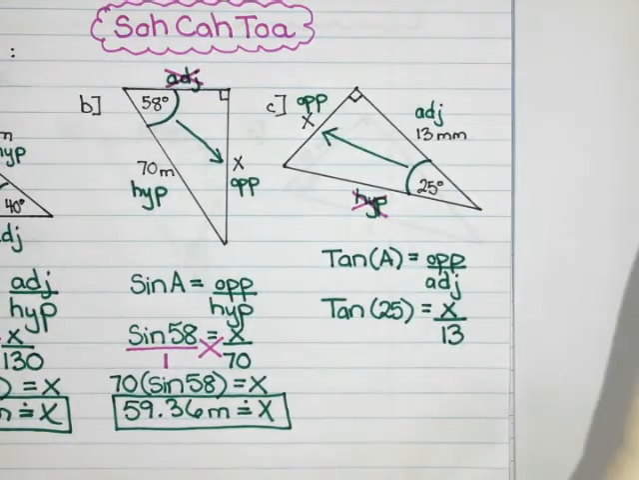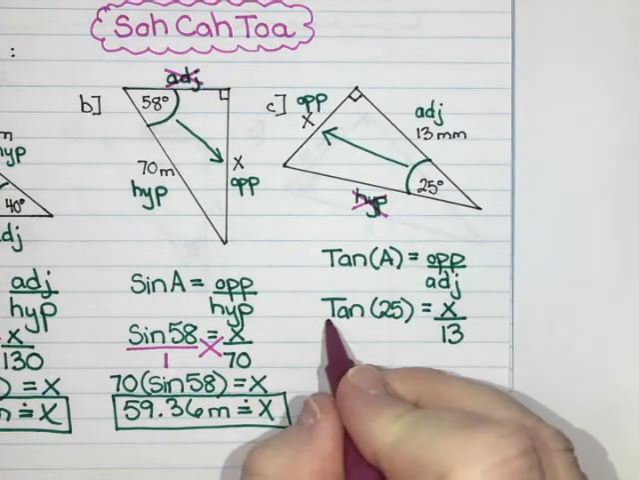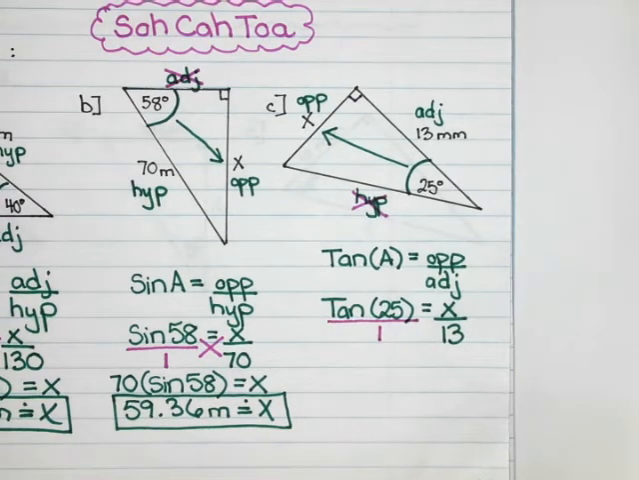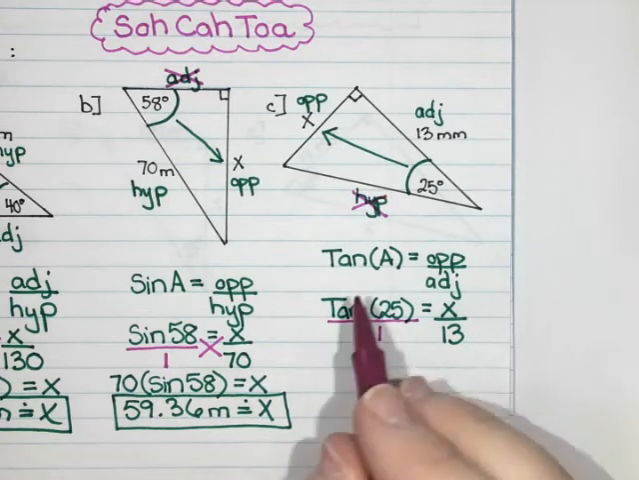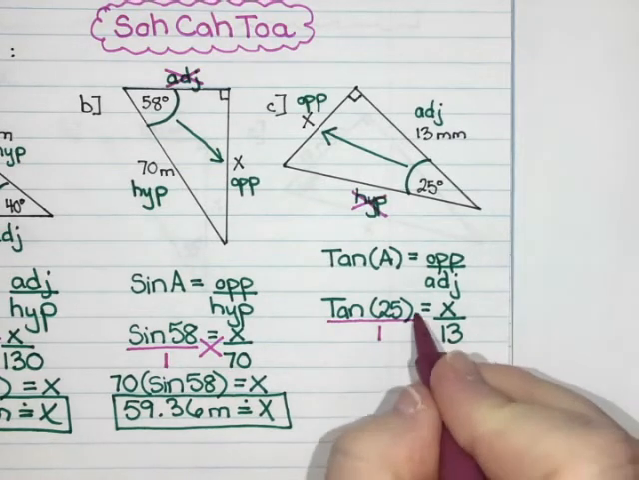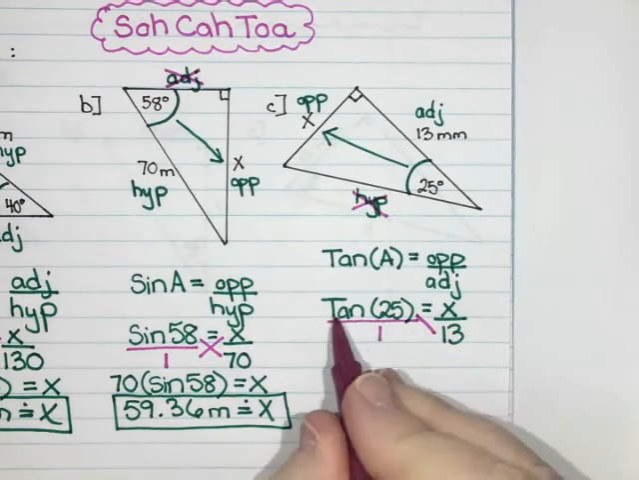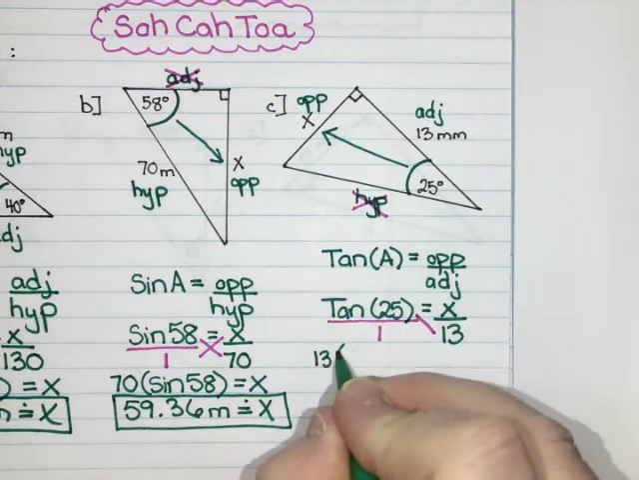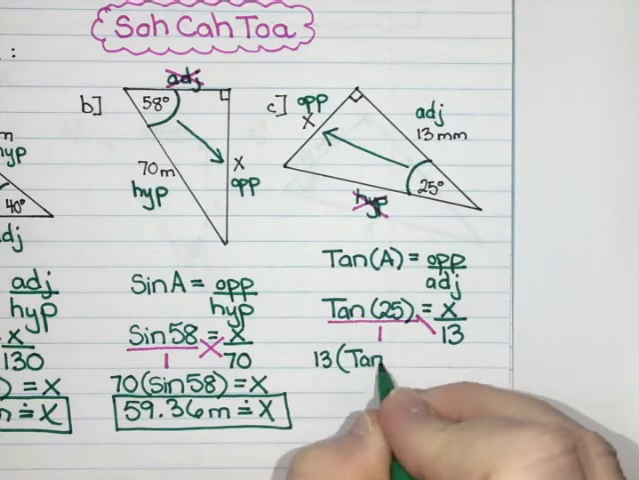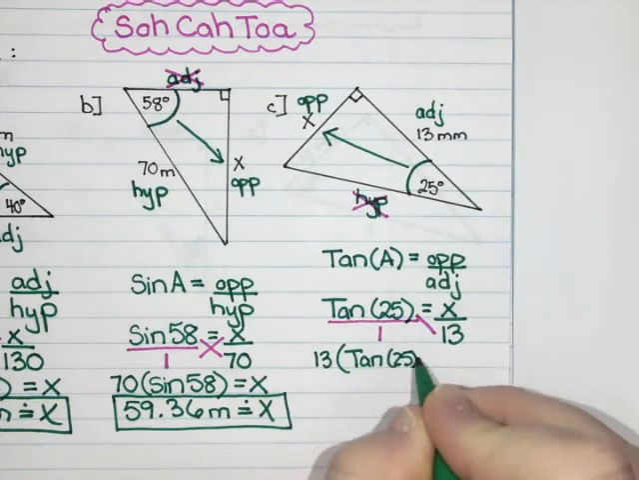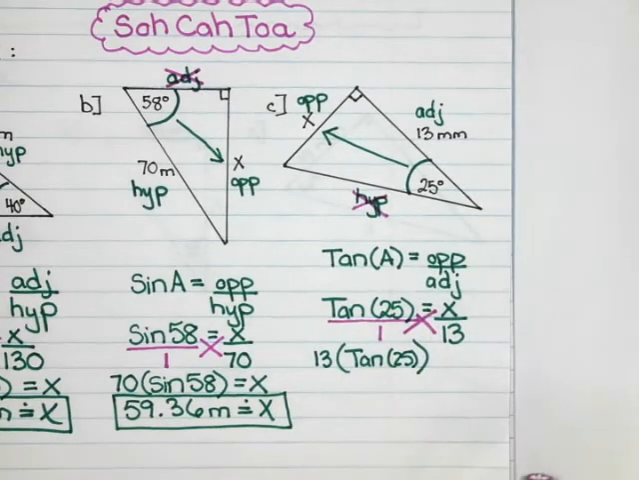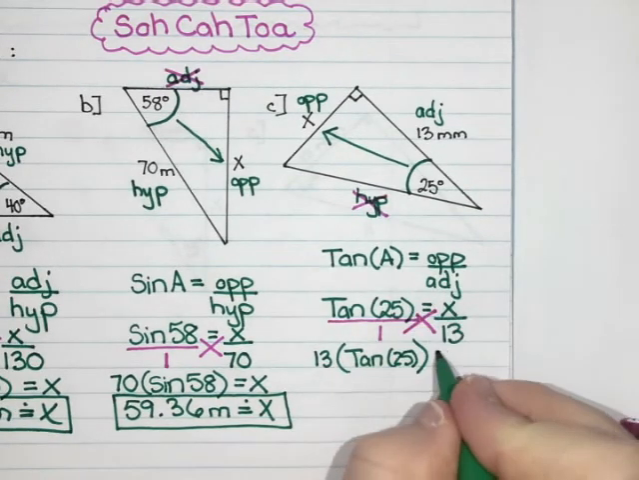From here, I know that this tan of 25 is secretly over 1, so I'm going to cross multiply to get rid of the fractions. So I'm going to start by doing 13 times tan of 25. And then I'm going to do 1 times x to get just x.